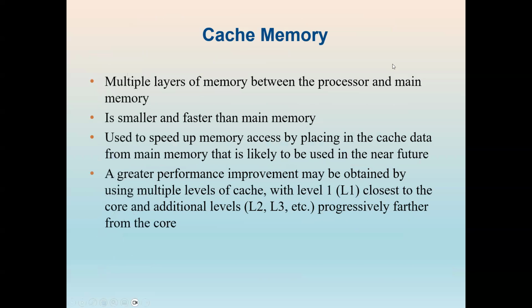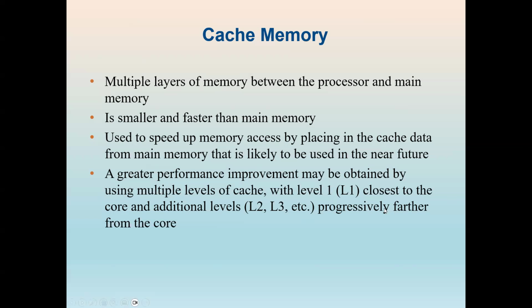Next will be the cache. Another prominent feature of any contemporary computer is the use of multiple layers of memory, called cache memory, and this will be between the processor and the main memory. Normally, in a typical computer system, we may have level 1, level 2, and level 3 caches. Level 1 cache will be the fastest cache, which is closer to the CPU. So that will be the fastest.